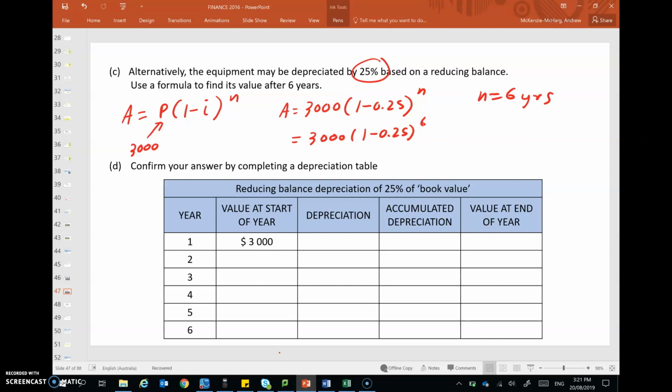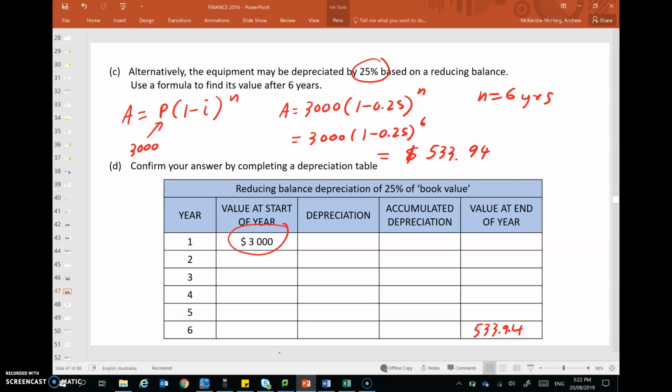If you put that into the calculator, you should get that the equipment will be worth $533.94. So that number should be right down the bottom here for that final value. Under this method, it starts out being worth $3,000, and after 6 years, it's worth $533.94.